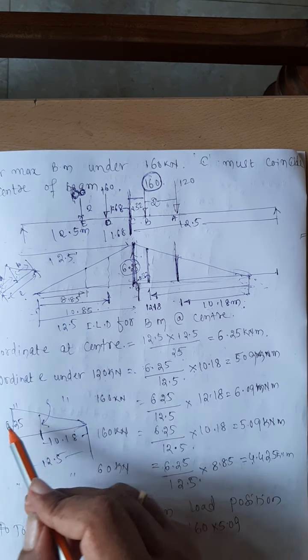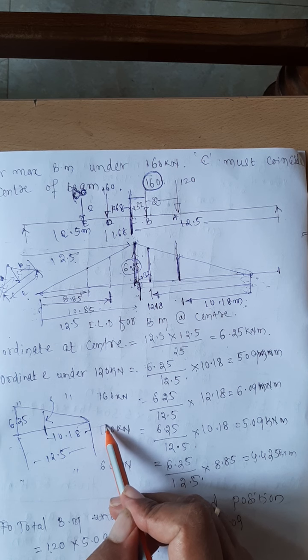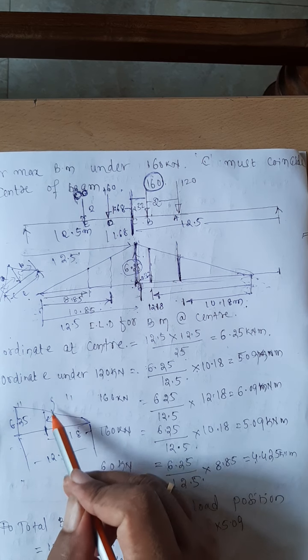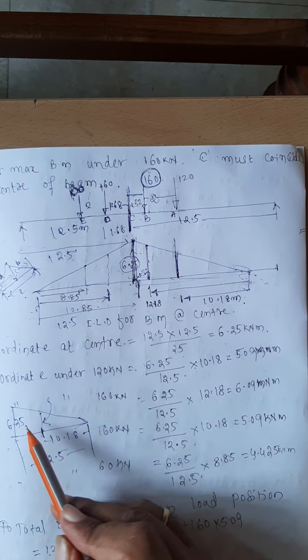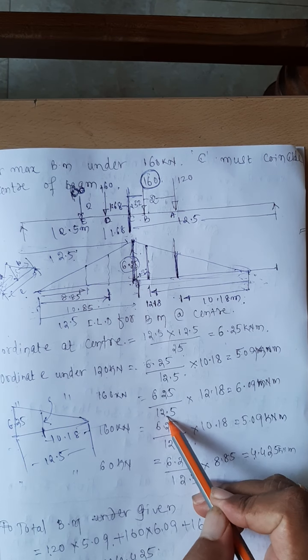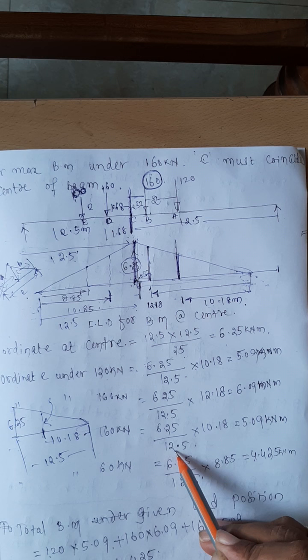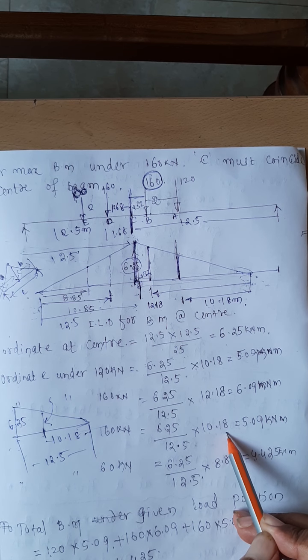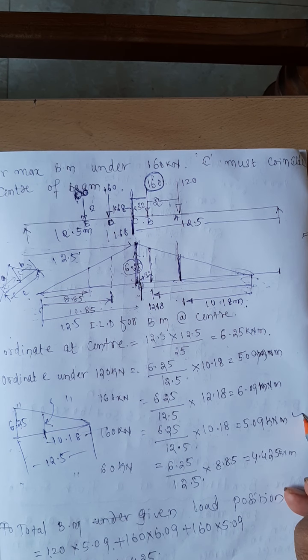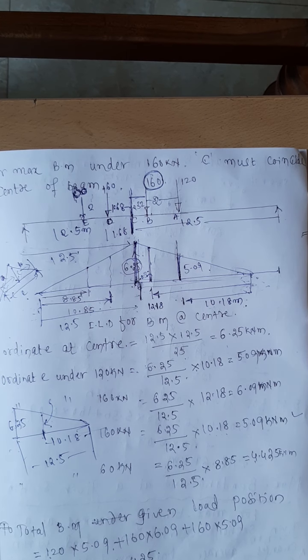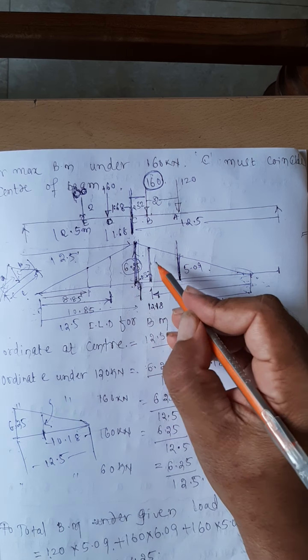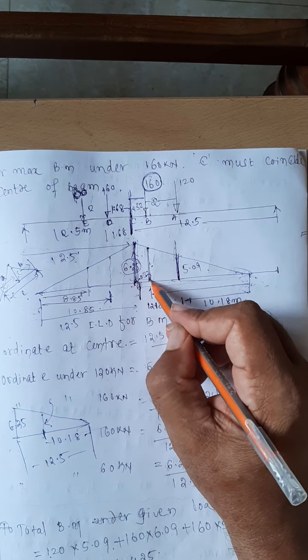Yes, similar triangle properties. This by this equal to this by this. Therefore, what is this number? I am calculating it. That is nothing but 6.25 divided by 12.5 into 10.18. I got this number as, if you want I will write it here, 5.09 kilonewton meter. Like that I have calculated the values under 160 kilonewton.